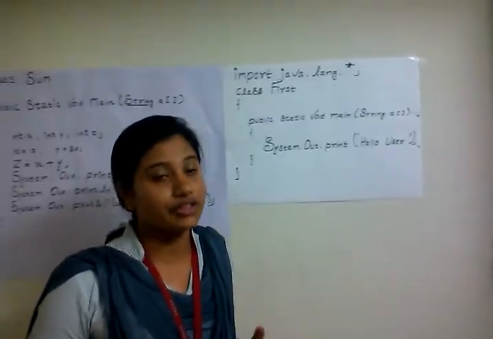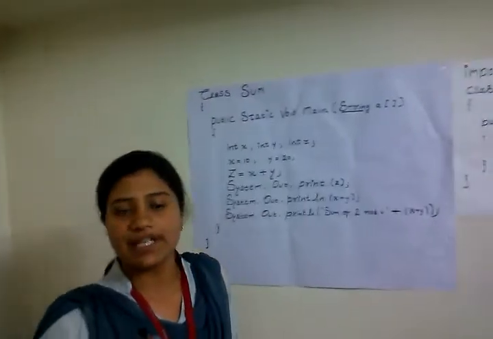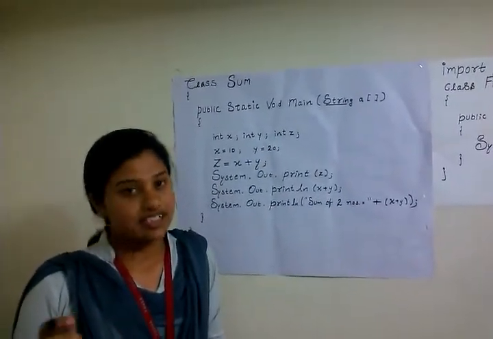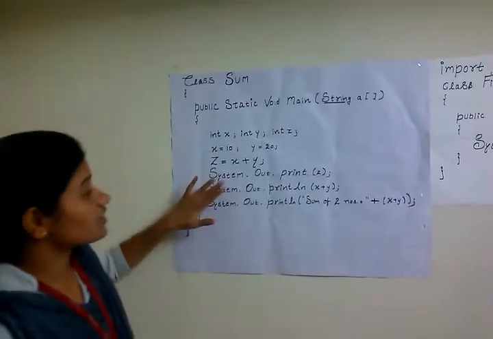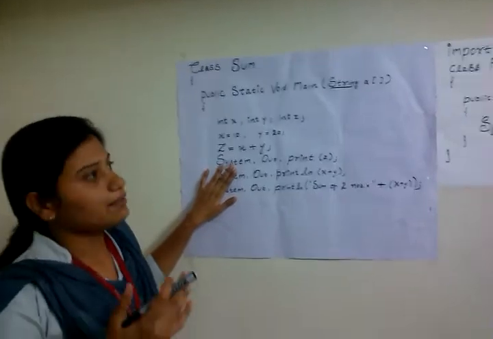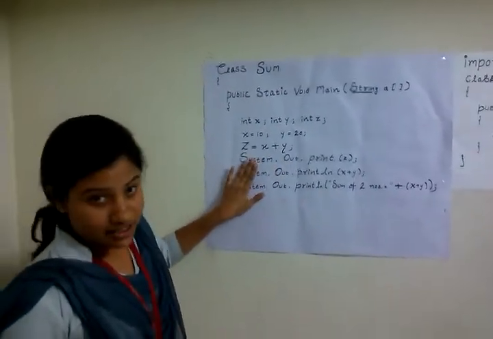Now we move towards how we can display our outputs on the screen. When we want to display anything on the monitor, we use System.out.print in Java. Here, System is a class which is imported by the package java.lang, and out is the field of the class System.